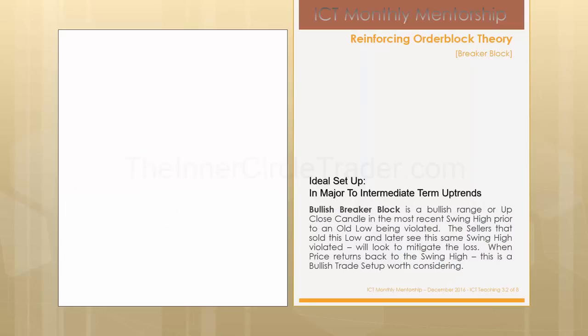Okay, for a bullish breaker, it's a bullish range or up close candle in the most recent swing high prior to an old low being violated. The sellers that sold this low and later see this same swing high violated will look to mitigate the loss. When price returns back to the swing high, this is a bullish trade setup worth considering. Again, we have an old low that's violated, taking out sell stops below that old low.